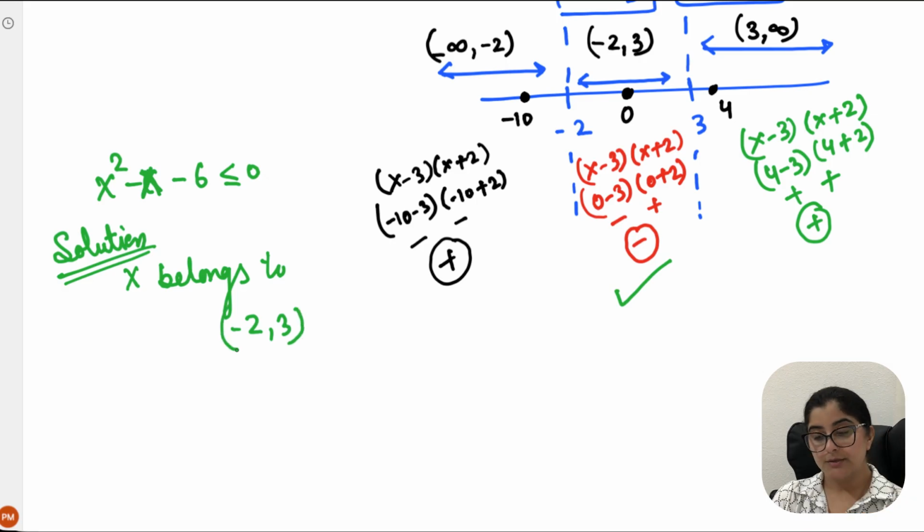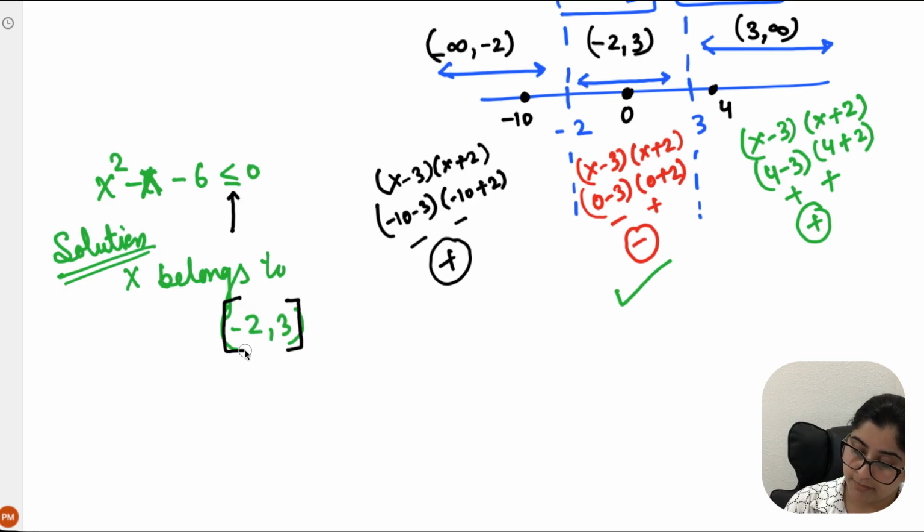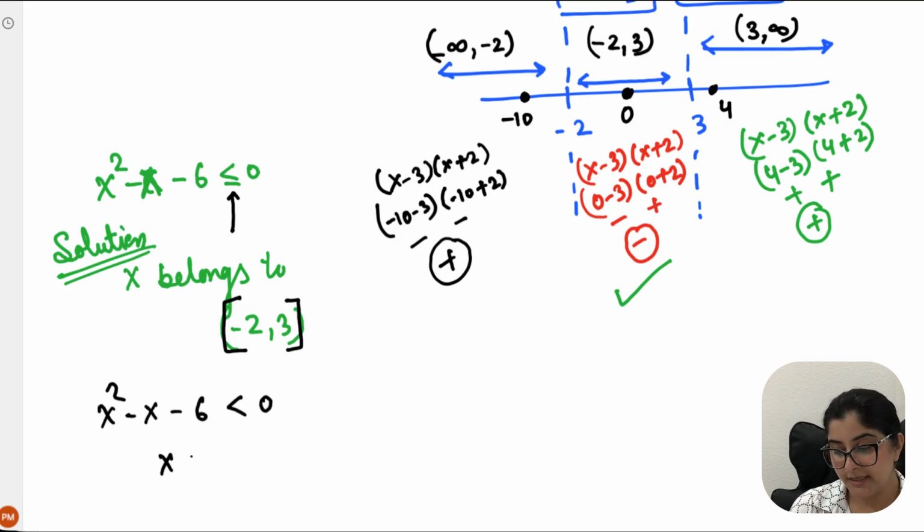Okay, so this is how we solve it. But now we have to take care of one extra thing. Is there an equality sign with it? Yes, there is an equality sign as well. That means endpoints will be included, so we change the bracket. If it is a strict inequality, suppose x squared minus x minus 6 is less than 0, then no endpoints will be included because it is a strict inequality.